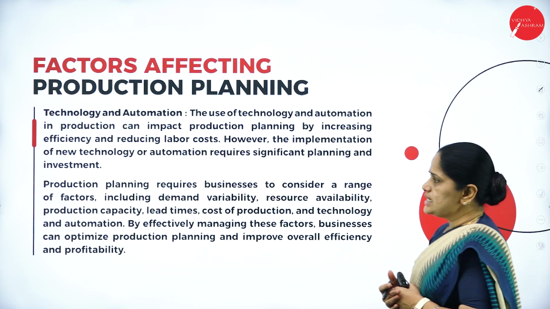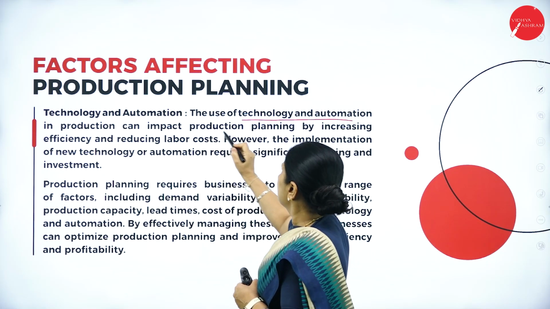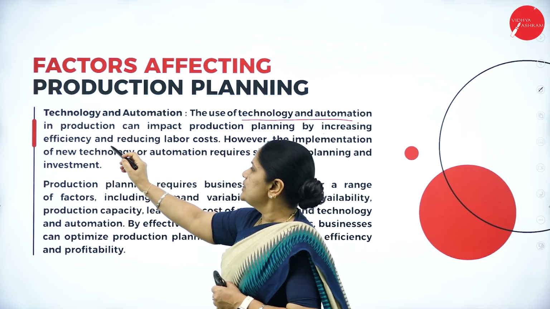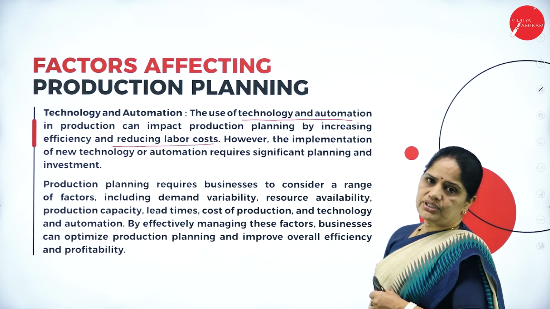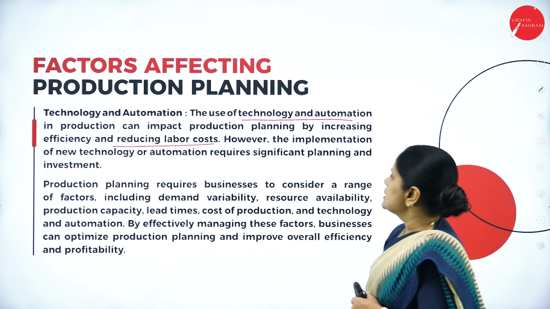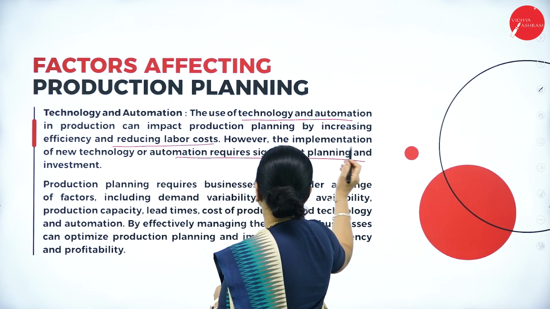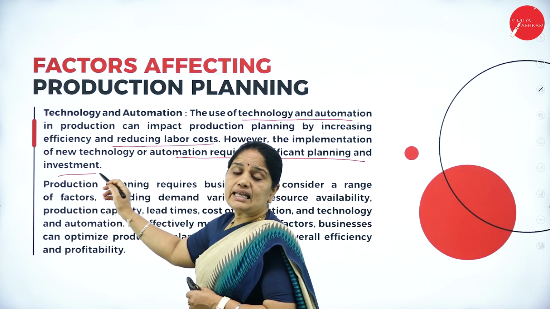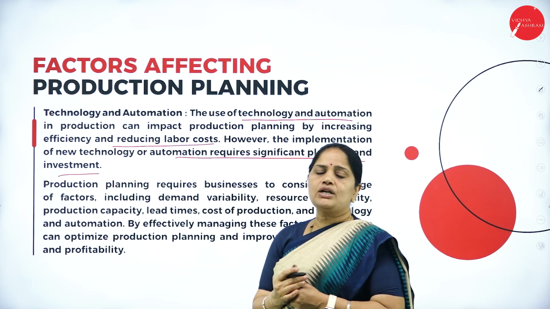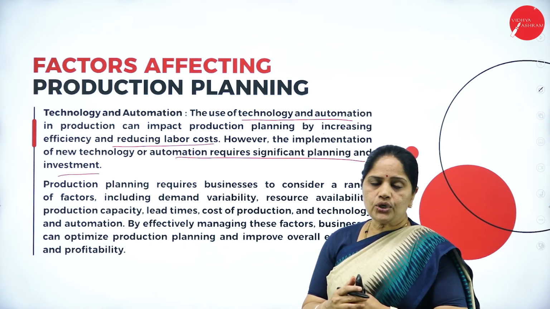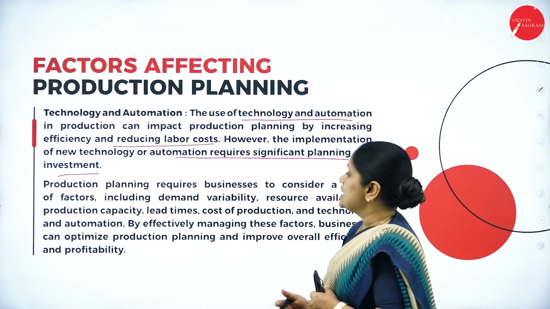Then, the next is technology and automation. The use of technology can have an impact by increasing the efficiency and reducing the labor cost. So, you can increase the efficiency and reduce the labor cost. However, the implementation of new technology or automation requires significant planning and investment. So, if you have to purchase new machinery or equipment or technology, you need to do it with perfect planning because it involves huge investment.